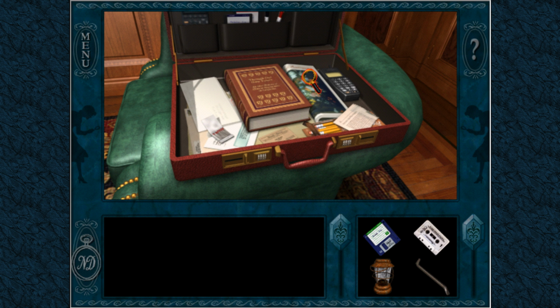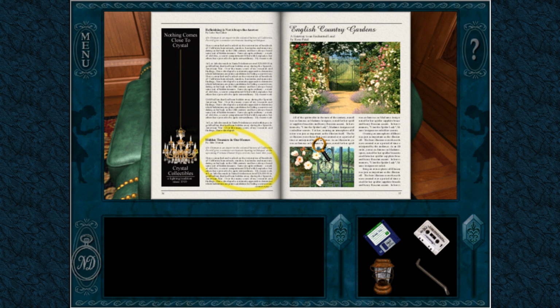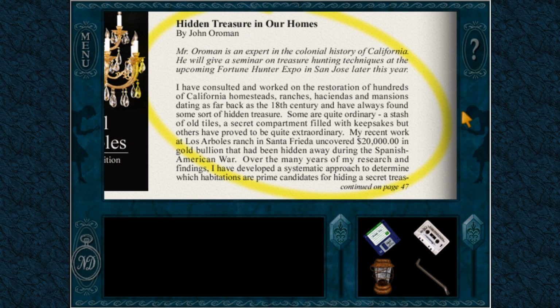Okay, why would Lewis be wanting to know this? Victorian antiques. Got something circled down here. Hidden treasure in our homes.